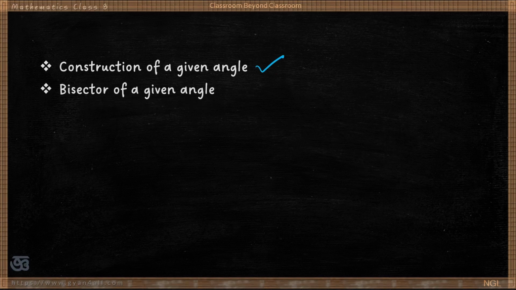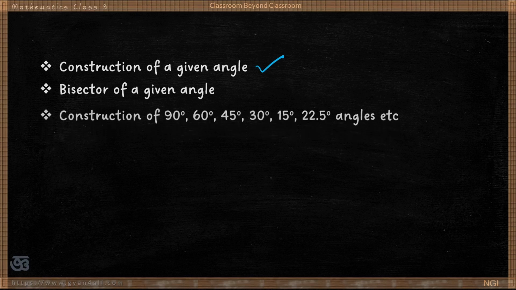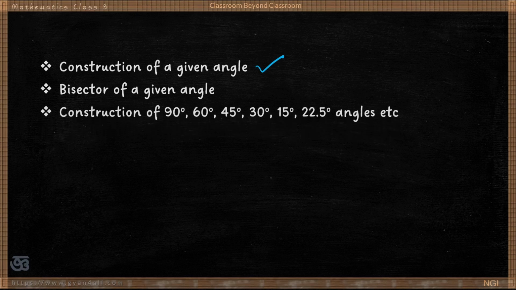And we'll also learn the bisection of a given angle, how an angle can be divided into two equal parts, and construction of 90-degree angle, 60-degree angle, 45-degree, 30-degree, etc. All this can be done with the help of ruler and compass only.